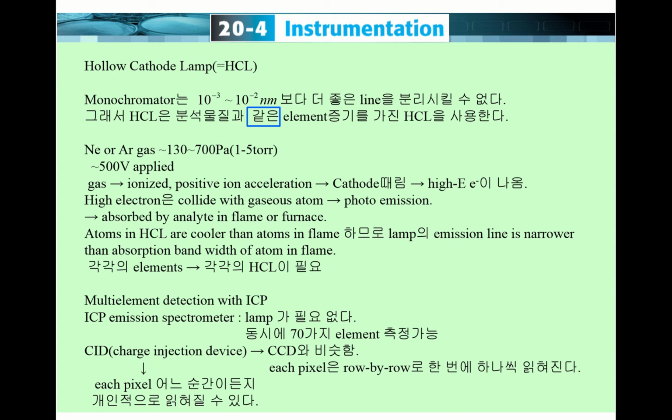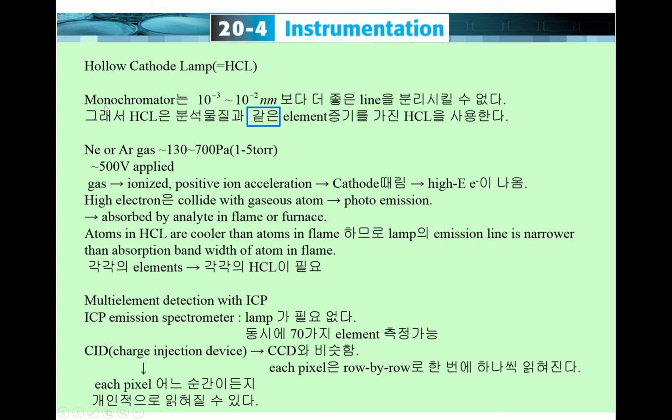Why? Because the copper hollow cathode lamp generates light whose wavelength is exactly the same as the copper atoms. That's why you need as many of these lamps as the elements you want to take a measurement of.